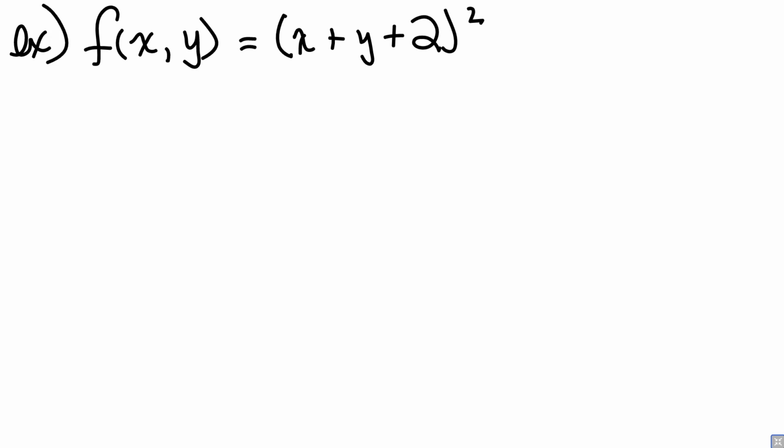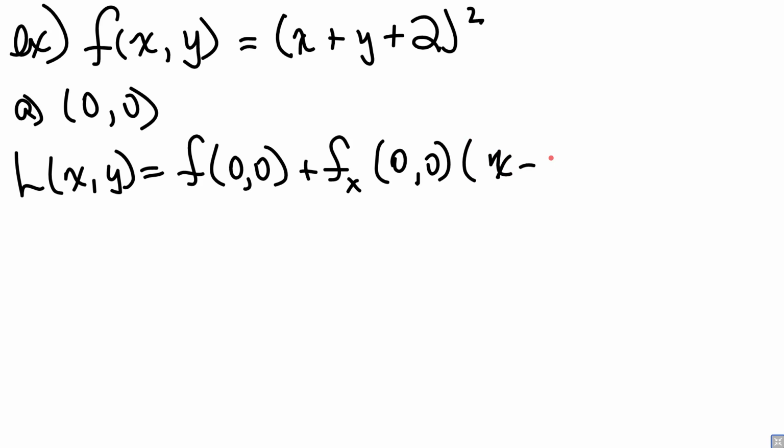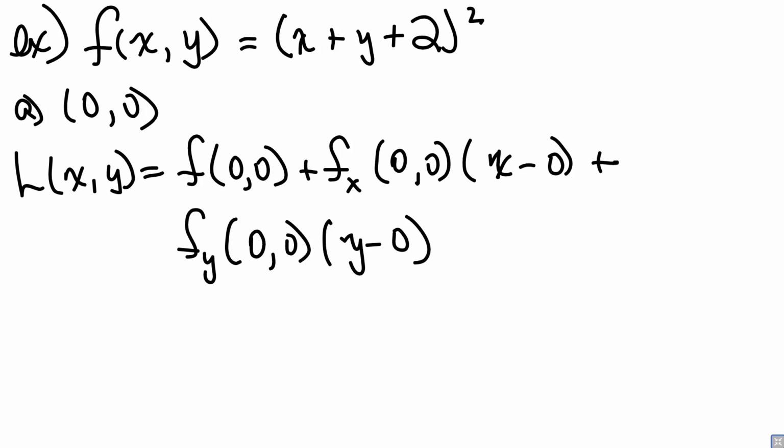All right. So the first time, we're going to look at the point 0, 0 and create a linearization. So if we do that, our linearization is going to be equal to f of 0, 0 plus the partial with respect to x evaluated at 0, 0 times x minus 0, plus the partial with respect to y evaluated at 0, 0 times y minus 0. Okay, and this is going to create our equation.